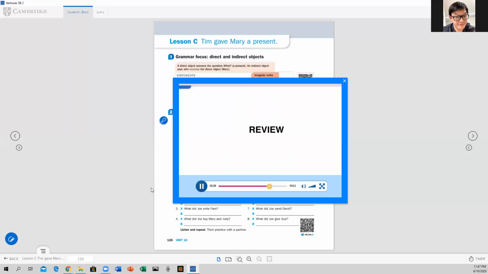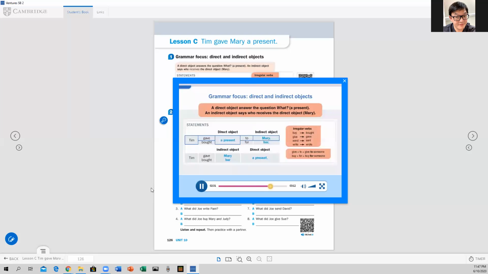Let's review. Tim gave a present to Mary. Tim bought a present for her. Tim gave Mary a present. Tim bought her a present. Irregular verbs. Buy, bought. Give, gave. Send, sent. Write, wrote. Give plus to becomes give to someone. Buy plus for becomes buy for someone.